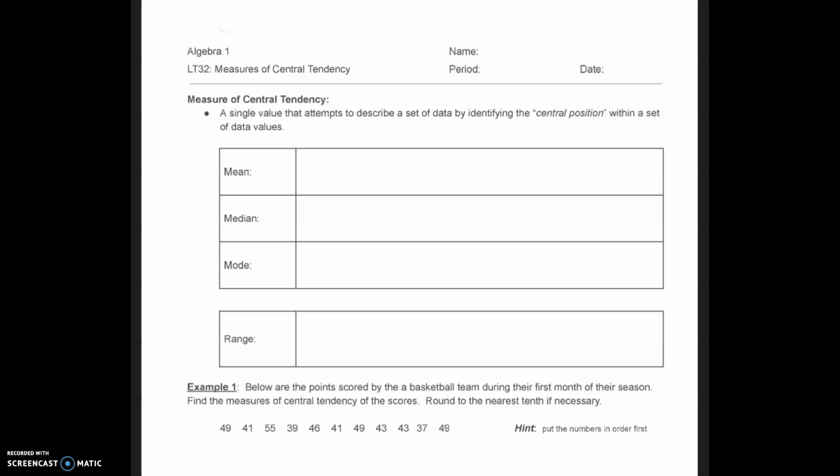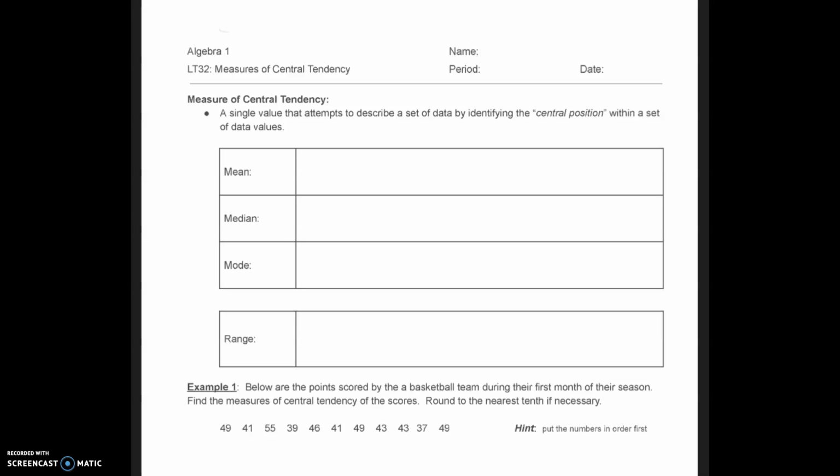Hey everybody, I'm going to go through LT32 with you. I'm going to recommend a calculator. It's going to make this a lot more doable than trying to do it by hand. So, LT32 is about measures of central tendency.